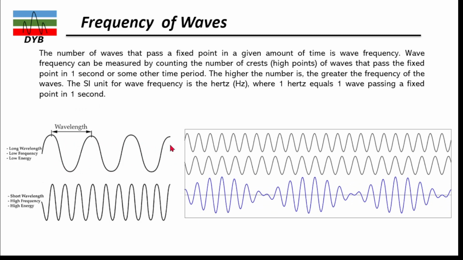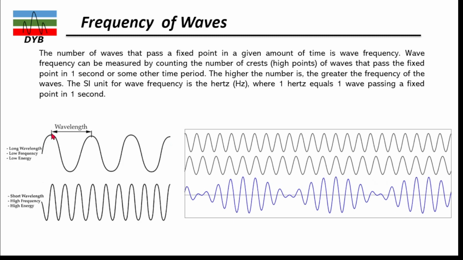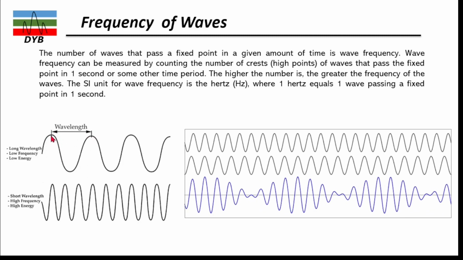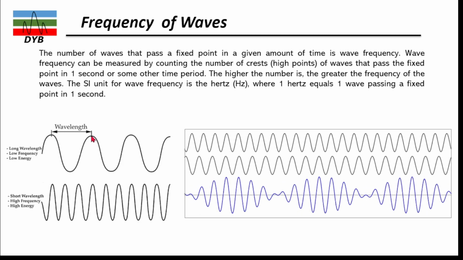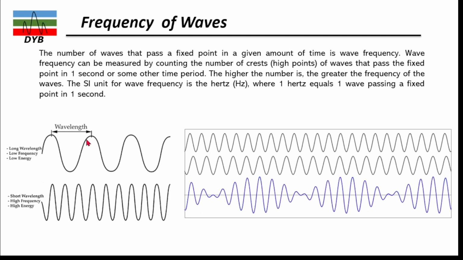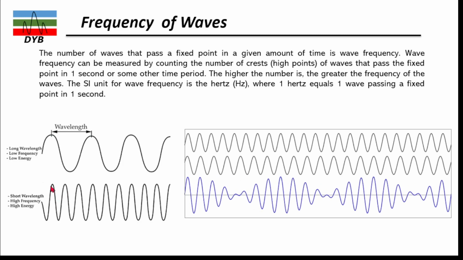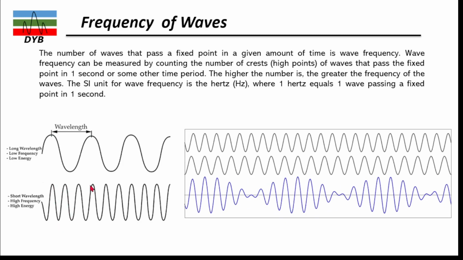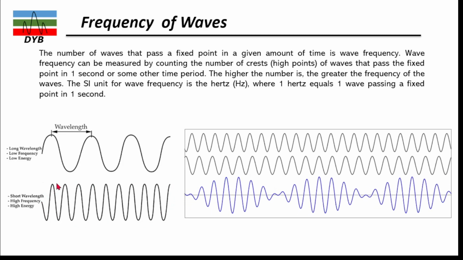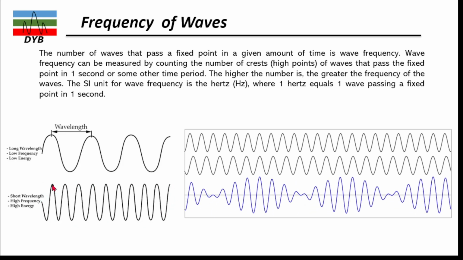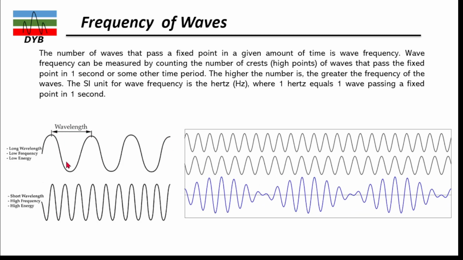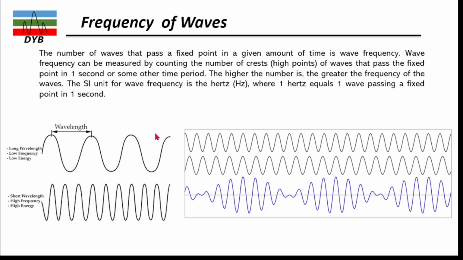Let's say this is the static example over here. This is the wavelength, starting from here to here. In this case, let's say this is 1 second. In 1 second, you have only one cycle, but in this one you have more. So this you will consider as a high frequency. Here you have the short wavelength, high frequency, and high energy. But in this case, you have low frequency, long wavelength, and low energy.